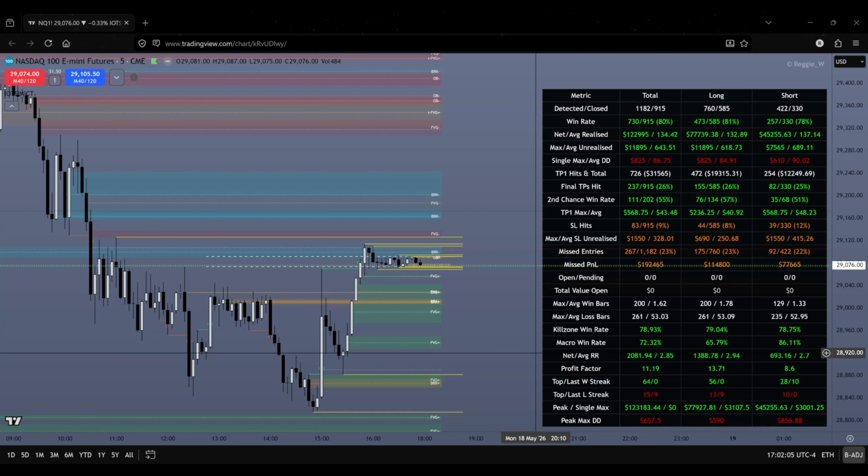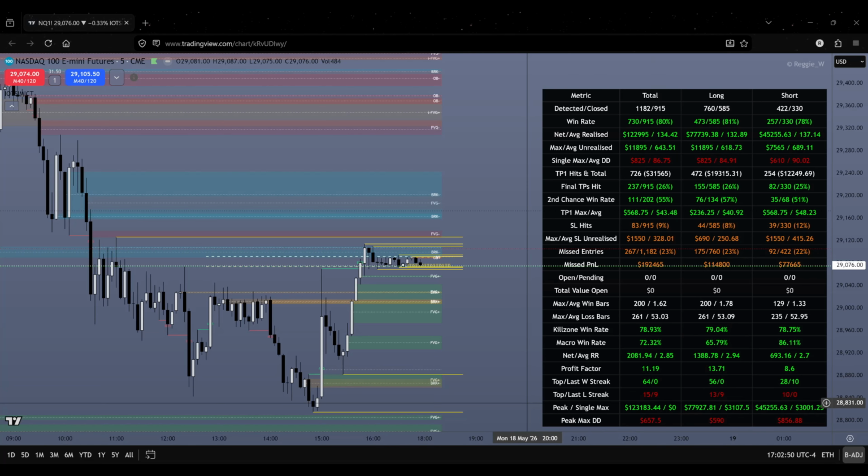Net average risk to reward. So this is total R produced and per trade average. I'm quite happy with mine at the minute. Profit factor. So it's gross profit over gross loss. Above 1 means it's a profitable setup. Top and last win streak. So this is the longest streak ever and the current win streak. So as you can see, we've had quite a nice run there. 64 total, 56 for the longs, 28 for the short previously, but we're currently on a 10 trade win with the shorts, which is nice. Tells me it's probably going to reverse soon.